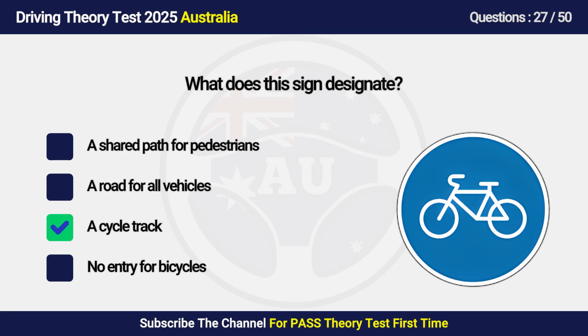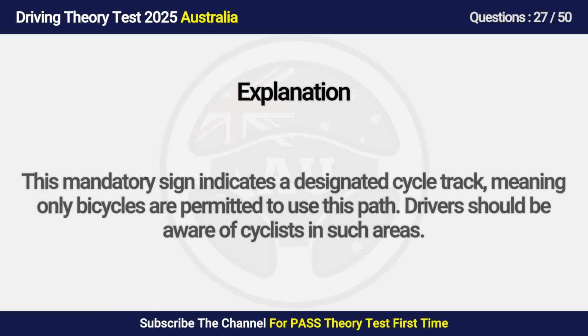Answer is C. A cycle track. This mandatory sign indicates a cycle track, meaning only bicycles are permitted to use this path. Drivers should be aware of cyclists in such areas.